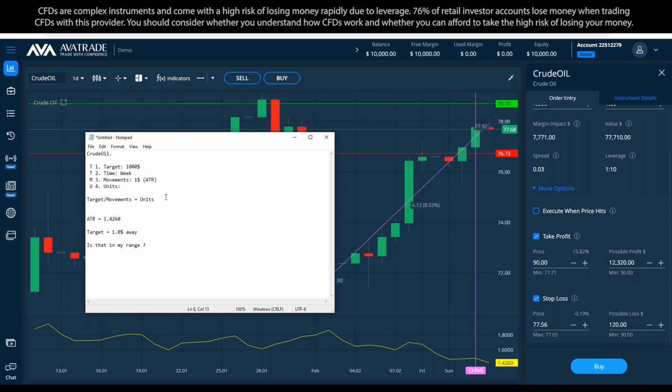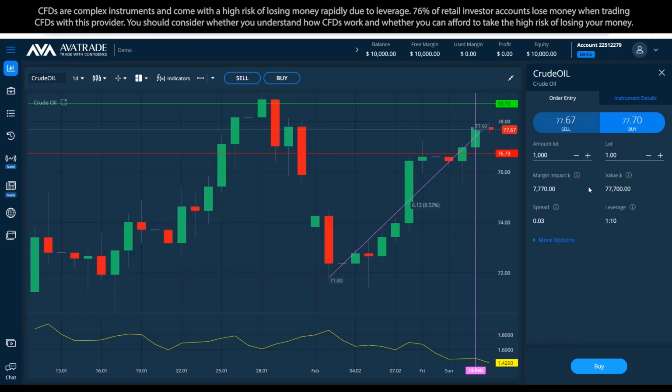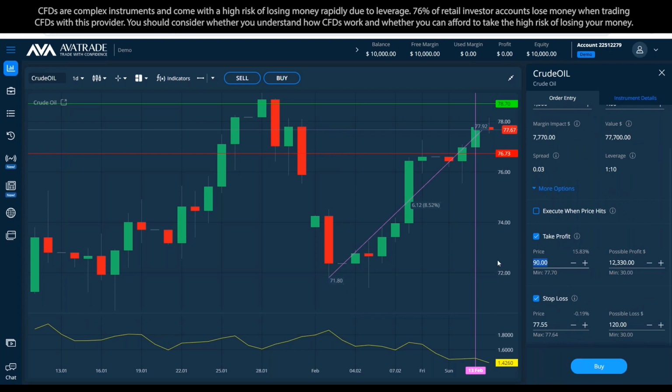Okay, and I'm going to put in the units. Okay, so I have an equation here. Let's see. Target divided by movements equal units. Okay, so I'm going to try that. Let's see. 1,000 is the target, right? Target means 1,000. Equals by $1 equals 1,000. Okay, let's see. So that means hypothetically, if I have 1,000 units, apparently one lot is 1,000 units, and it goes up to 78.70, they should make $1,000. Not bad. Not bad at all.